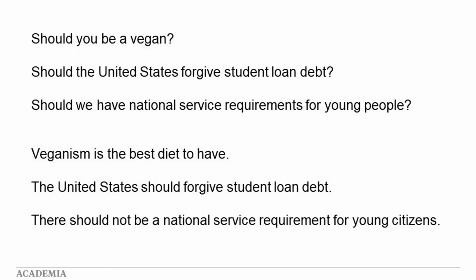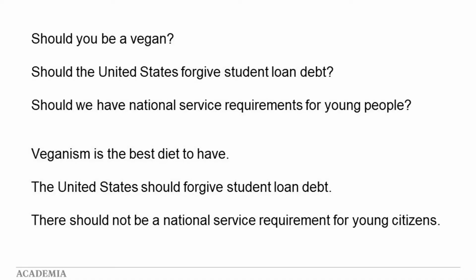Let's look at some examples. Should you be a vegan? Should the United States forgive student loan debt? Or should we have a national service requirement for young people? All great questions that can be the start of creating an argument, but let's narrow them down into something that will derive what our position would be in a much clearer way that serves our audience, our opponent, and ourselves a lot better. Veganism is the best diet to have.